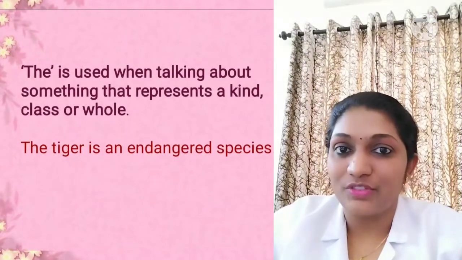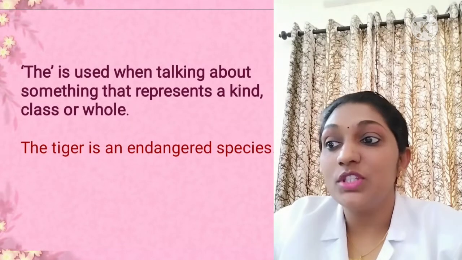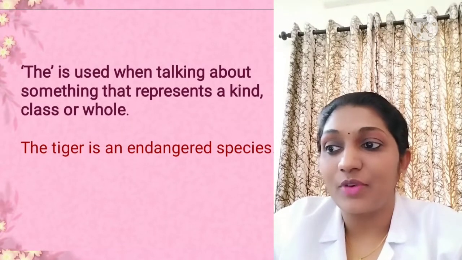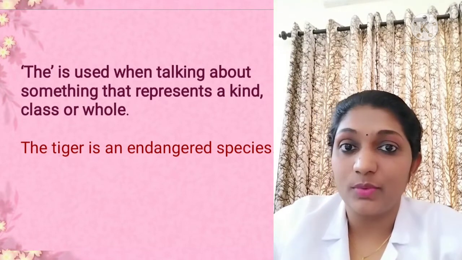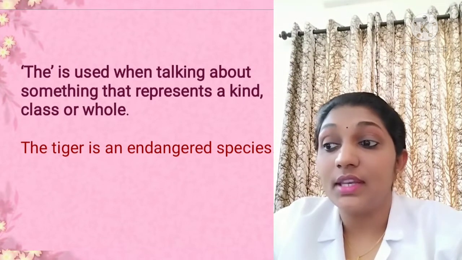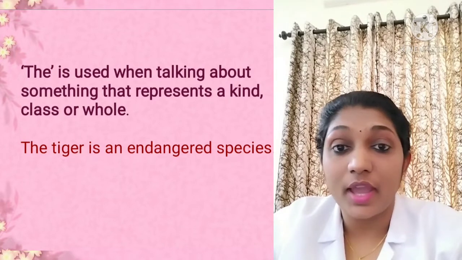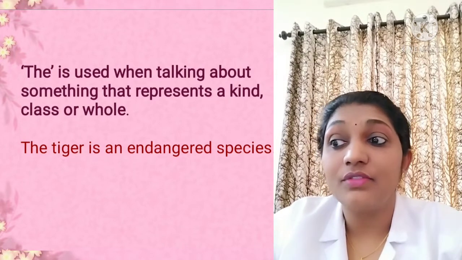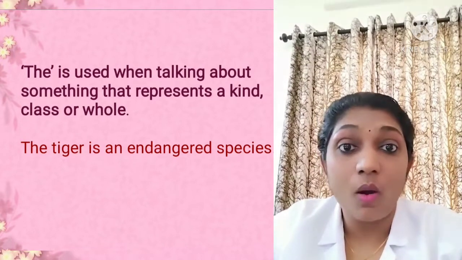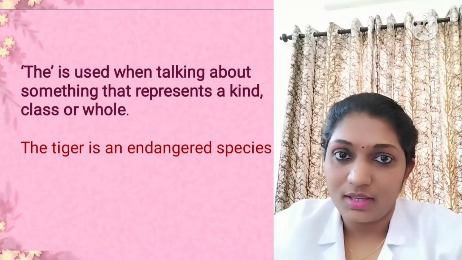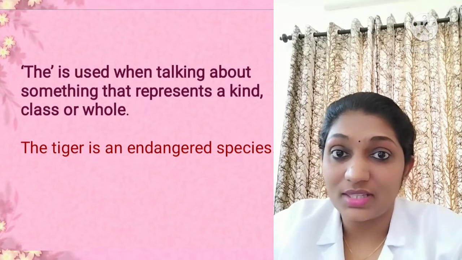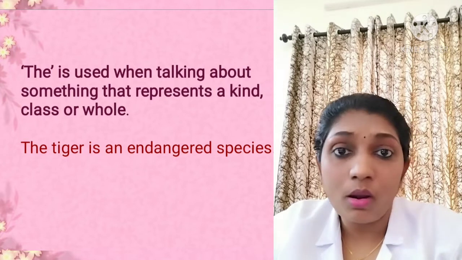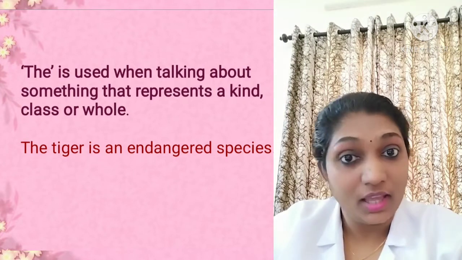Now, the next use of the is when talking about something that represents a kind, class or whole. Example is given there. The tiger is an endangered species. The tiger. Here, the tiger represents a whole class of tigers. The tiger does not refer to a single tiger. It refers to the whole class of tigers in the world.